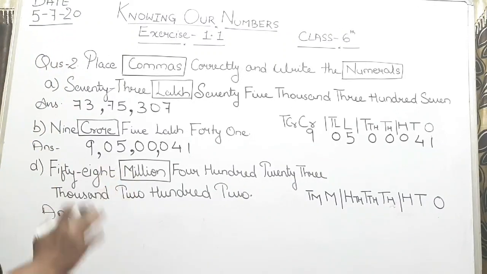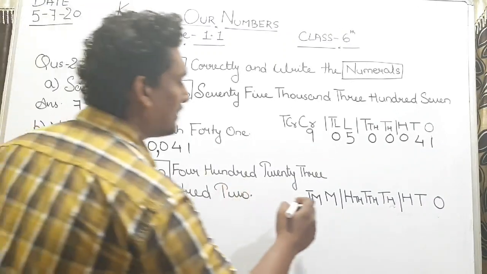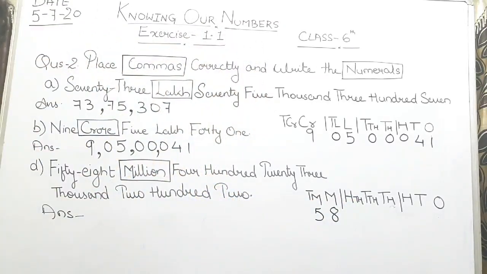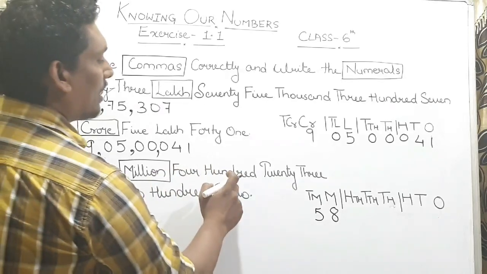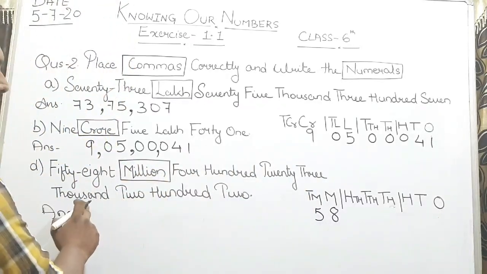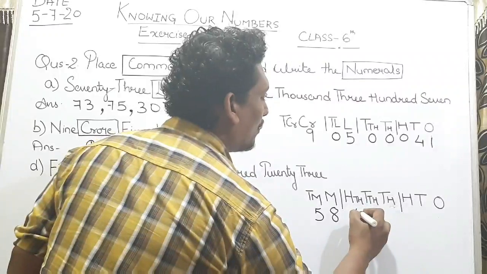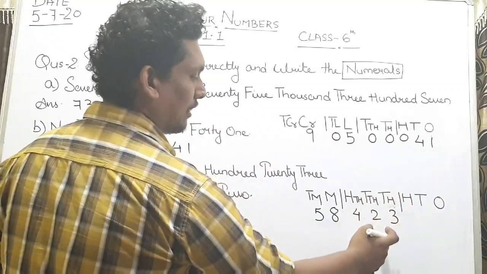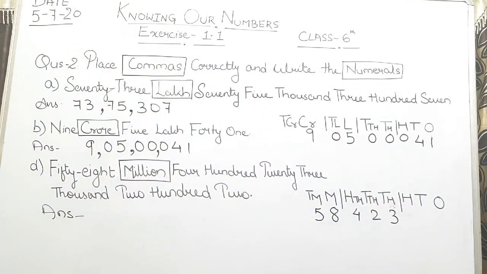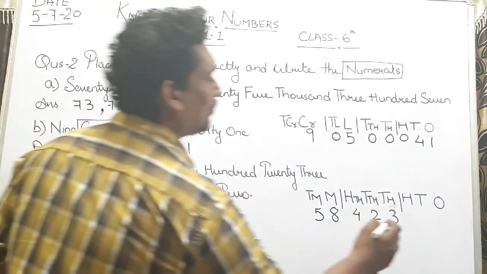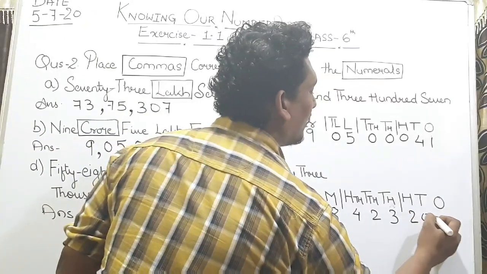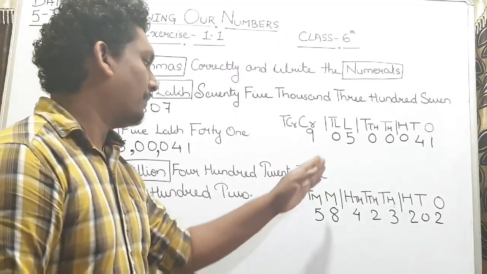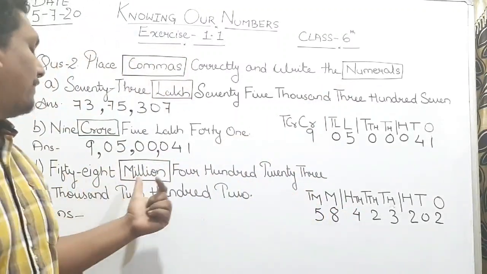So 58 million. 58 million means this is 5 and 8. So 58 million. 423,000. So this is 423. All this 3 section comes in 1000. Okay, then 202. 200. Okay, so how to write this number?